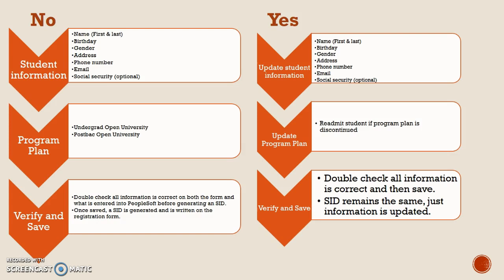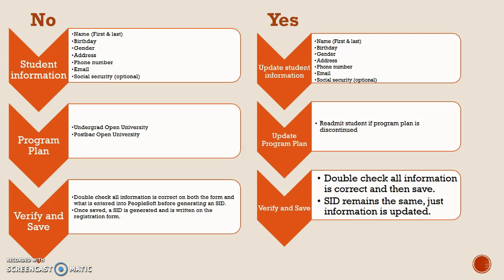status. Once the information is in the system, we will double check all information is correct on both the form and what we enter into PeopleSoft before generating a student ID number. Once it is saved in PeopleSoft, an SID number will be generated and is written on the registration form.